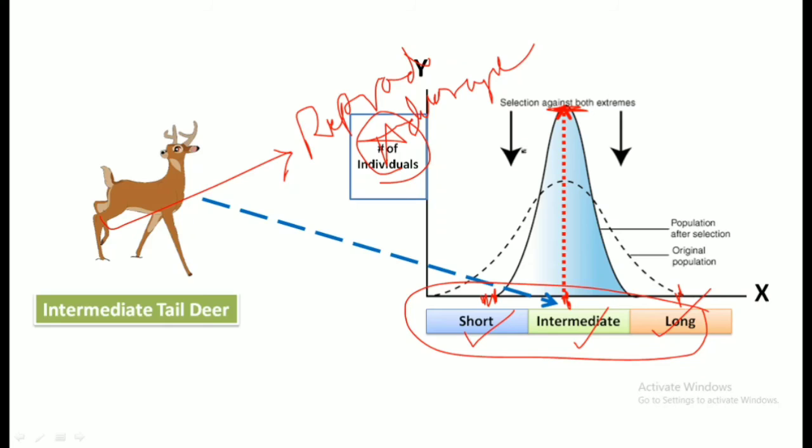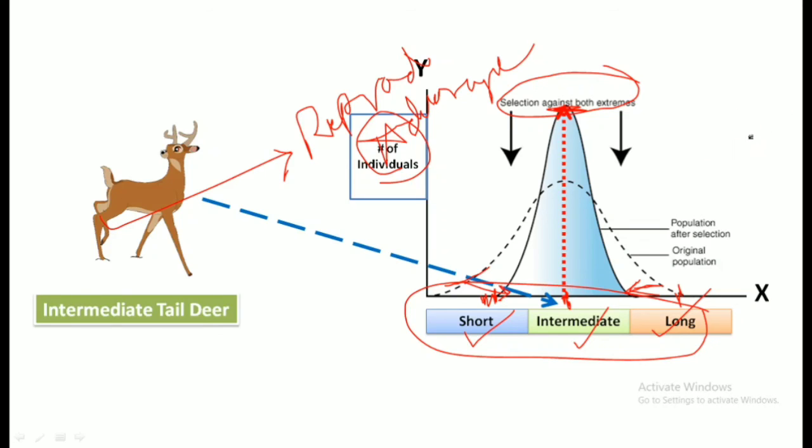Okay, the selection is against the extremes. See, the extreme values have diminished now compared to earlier. See here, it has gone from here to here. Also on the right hand side you can see it has moved from the right hand side to the middle. That means the intermediate is getting much more populated now. That means nature is stabilizing the selection.